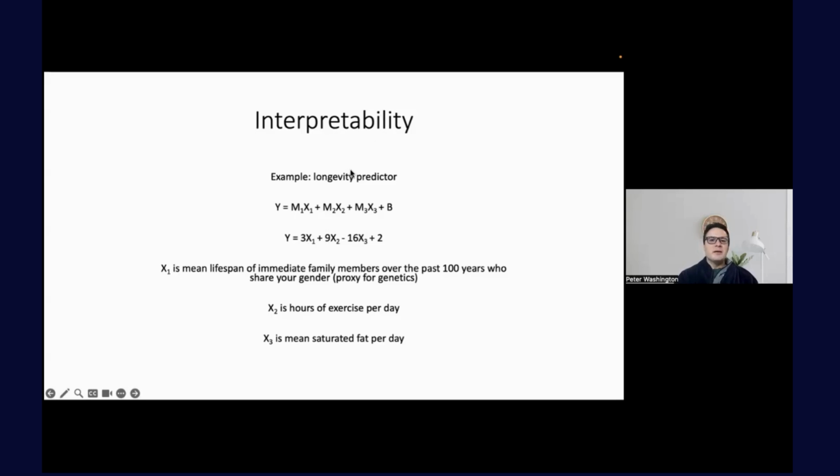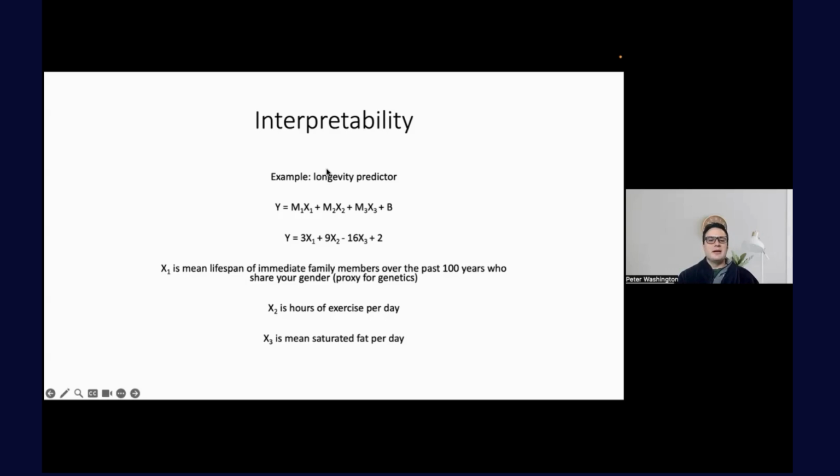then that tells us that both the mean lifespan and the hours of exercise per day contribute towards a longer lifespan. So a longer lifespan of your family members and a lot more hours of exercise per day lead to a longer life because they have positive coefficients. And the saturated fat per day has a negative coefficient. So we know that the more saturated fat you eat per day, the less long you'll live.